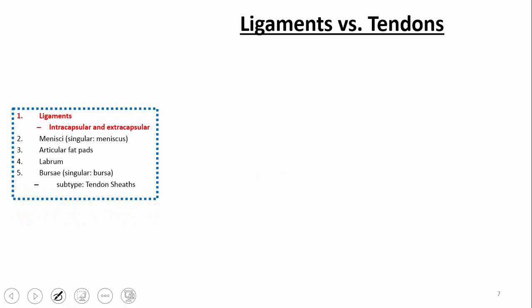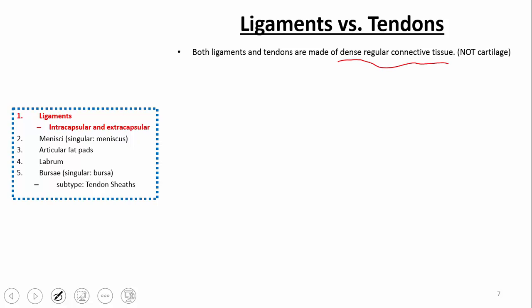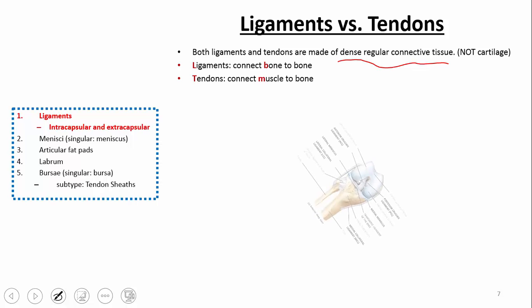Okay, so we want to ask ourselves, what's the difference between a ligament and a tendon? Well, really, both of these are composed of dense irregular connective tissue, so they're not composed of cartilage. But ligaments connect bone to bone, whereas tendons connect muscle to bone.